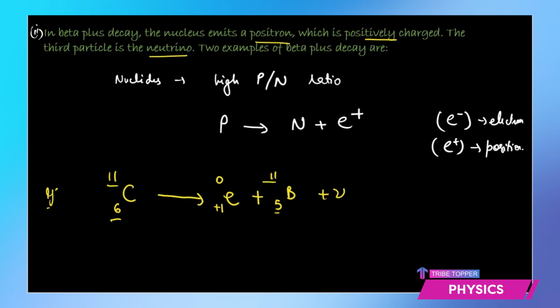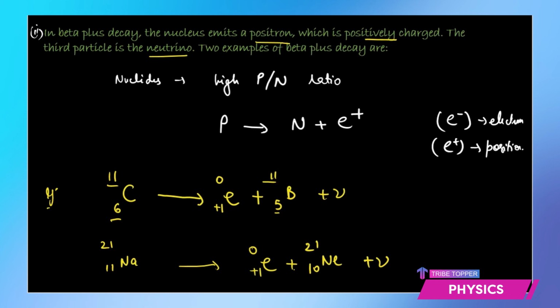We can have one more example. 11 Na 21, this isotope of sodium, gives you 10 neon 21 by emitting a beta plus, a positron, and a neutrino. So these are the two decays that happen. Beta minus decay happens when you have too high a neutron to proton ratio, and beta plus decay happens when you have too high a proton to neutron ratio.